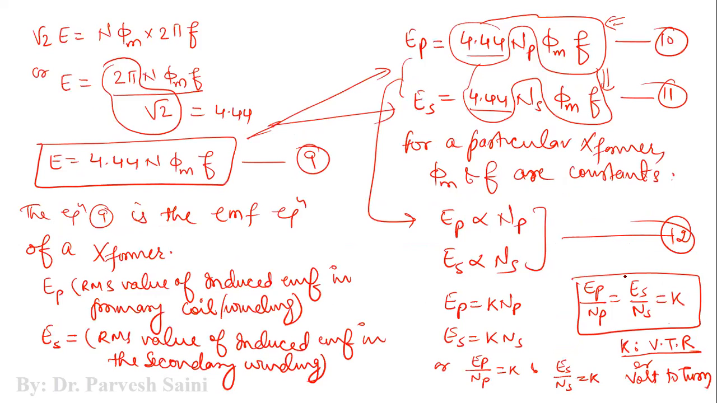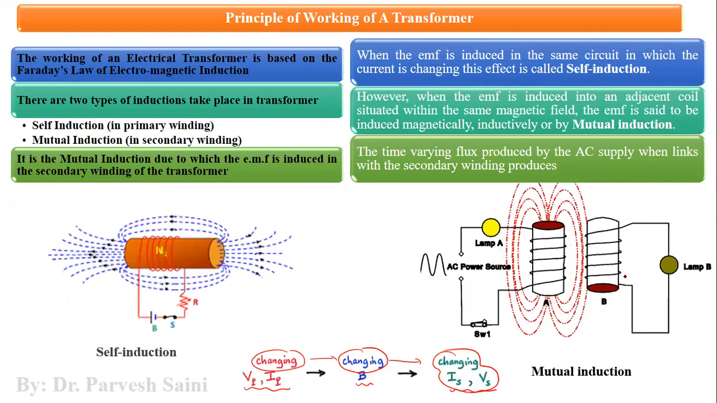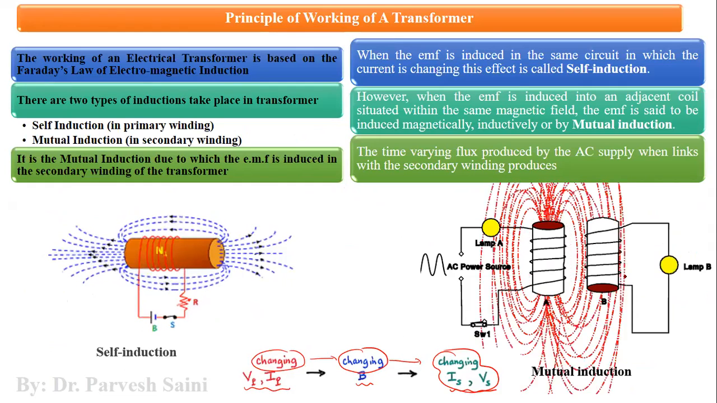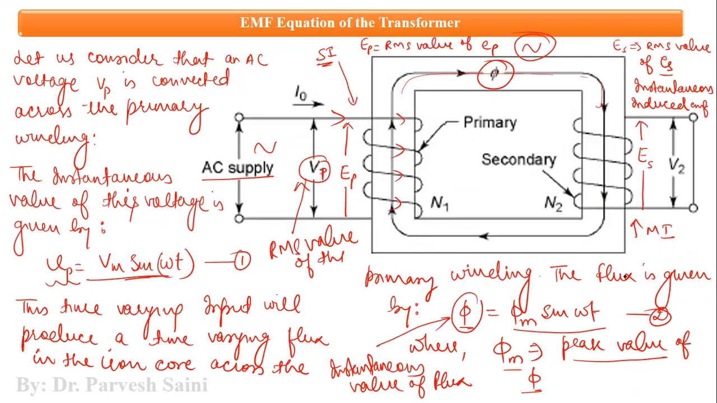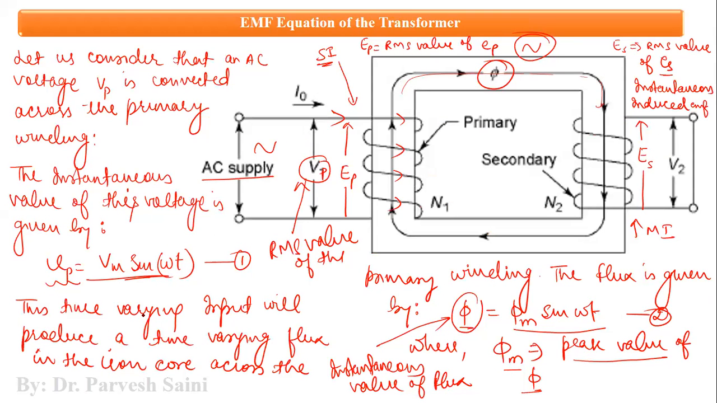So now in this particular lecture, we have understood the various aspects of the transformer. How does it work? What is the principle of working of a transformer, right? Then we have seen the EMF equation of the transformer, and that the EMF induced in the transformer, the instantaneous value of that voltage, is given by equation number 5 as shown here, which is E is equal to N omega phi m sine. So that means the induced EMF depends upon the number of turns, the omega, the angular velocity, and the peak value of the flux here, right?